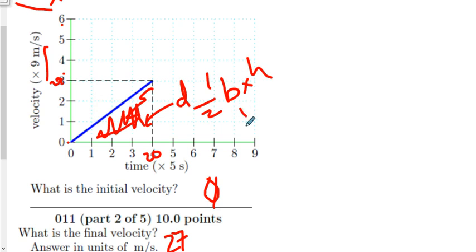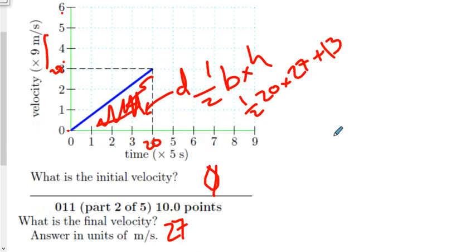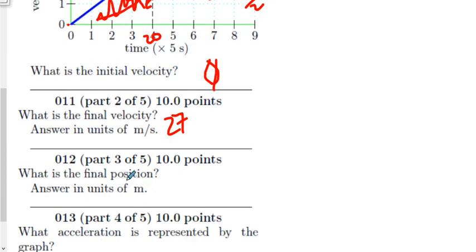So all I'm going to do is 1/2 base times height. I have 1/2. My base was 20. Don't forget your multiplier. My height is 27. Again, in your calculator, it might be easiest to do 0.5 for the 1/2. Multiply that out, and you will not get your answer yet, because then you just need to add to it your initial position. My initial position was up here, and it's 13. And that will get you your final position down here.